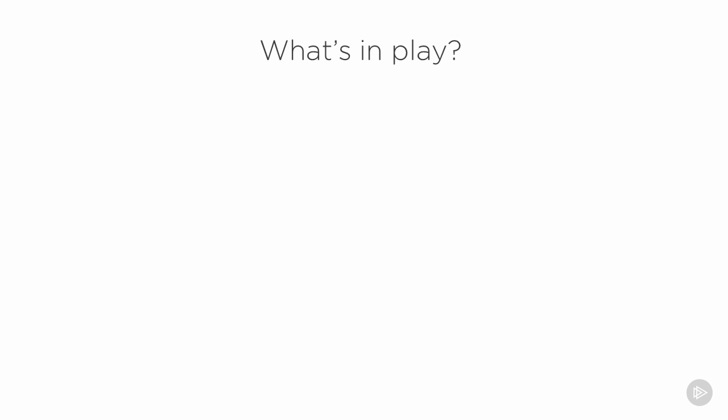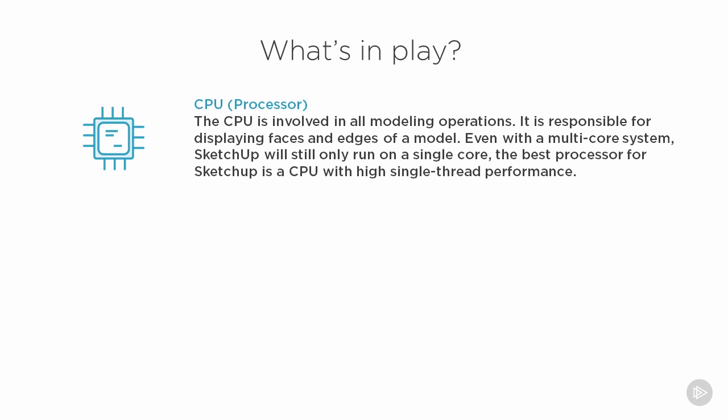All of the parts that I'll list here will be classified in decreasing order of importance. So from the most important part to the least important part in making SketchUp run, and therefore also in making the program performant. So the first part is the CPU or the processor. The CPU is involved in all modeling operations. It is responsible for displaying faces and edges of a model. That means that every single time you make an edge or a face in your viewport, the processor needs to calculate the vertices positions of this face or edge and needs to feed them back to the video card so it can display them afterwards.